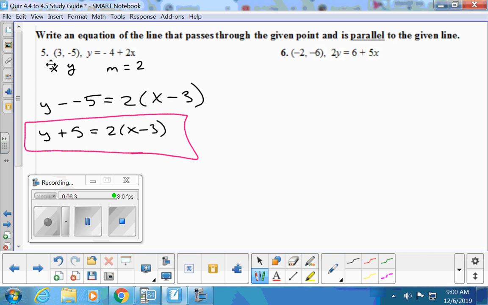All right, this is a little tricky. Don't get tricked on number 6. If we want to be parallel to them, we need to know what their slope is. Is their slope 5? Their slope is not 5. They're not solved for y. So we got to divide everybody by 2. Their slope is actually 5/2.